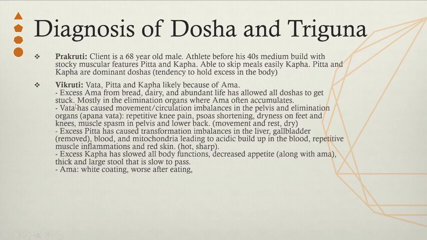Why do we see that? In the order of priority, we see excess ama from bread, dairy, and an abundant life has allowed all doshas to get stuck, mostly in the elimination organs, where ama often accumulates.